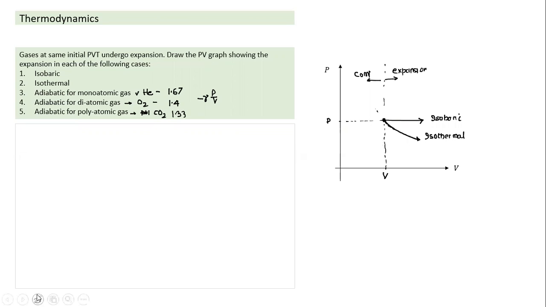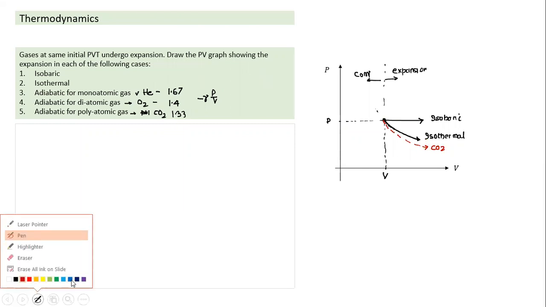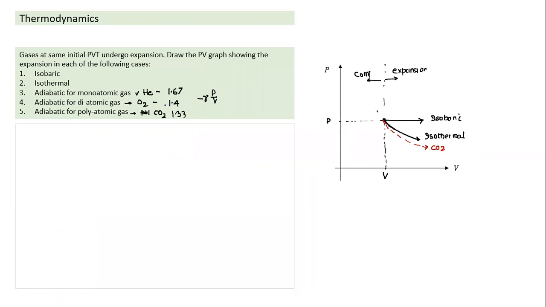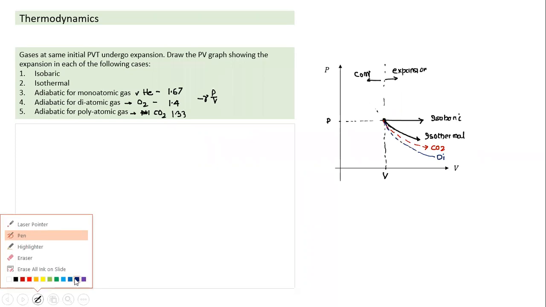So let's see how it would look. Let me first draw the curve for the polyatomic gas. This will be steeper by a factor of 1.33 compared to the isothermal curve. So if I draw something like the adiabatic expansion, this is adiabatic expansion for a polyatomic gas, CO2. It's steeper than isothermal. If I draw for the next gas, which is the diatomic gas, it will be even more steep. So the diatomic gas will look something like this. This is for polyatomic, this is for diatomic. And similarly, if I draw for the monatomic gas, it will be the steepest of all three. Monatomic gas may look something like this.